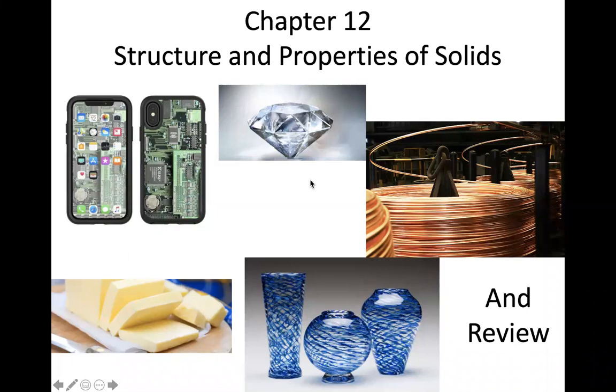So chapter 12 is all about solids, structure and properties of solids. We live in a world of solids. Look at this, whether we're talking about technology like a cell phone, a diamond, copper wire, glass, butter, all of these are solids. Look how dramatically different they are. Are we talking about a diamond? Are we talking about a semiconductor of some kind? The kinds of science I was involved with, I studied solids, because how you can make them and adjust their properties is just so amazing.